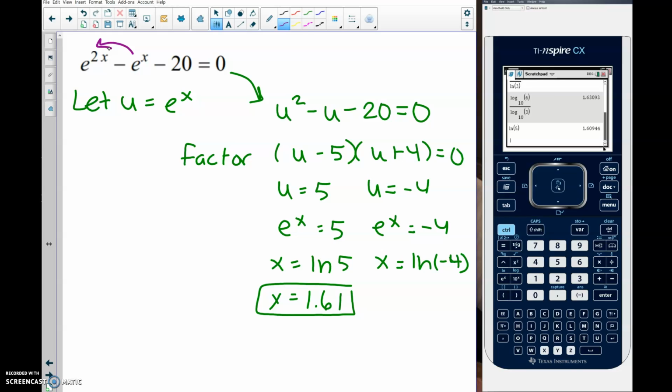When I get to e to the x equals 5 and e to the x equals negative 4, when you take the inverse operation of base e, it is ln. Where that cannot happen. You cannot take a log or an ln of a negative number. So that is out. That one is an extraneous answer. So your only answer for this one is ln of 5, or the estimate is 1.60.